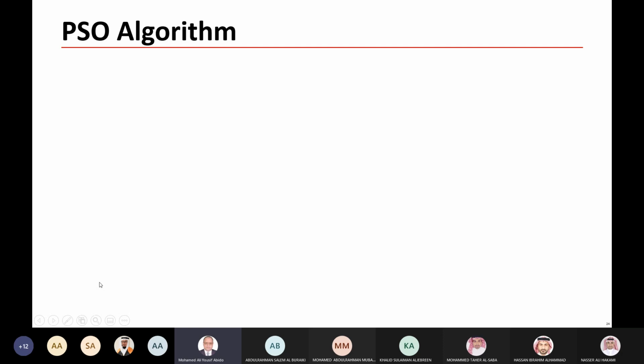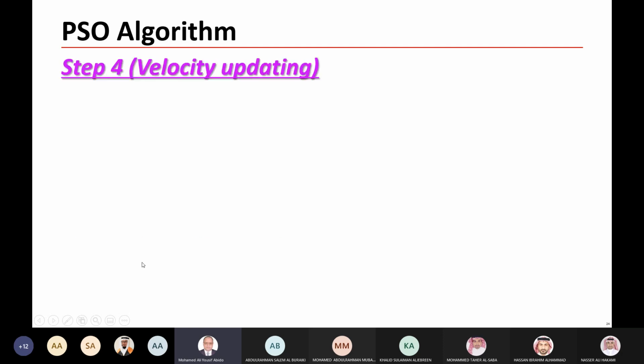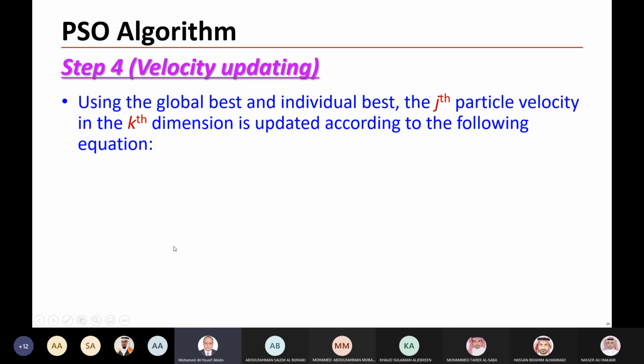And then we will go to the major step in particle swarm, which is the velocity updating. This is the major step in particle swarm. Updating the velocity using the global best, the social part, and the particle best, the cognitive part, the individual best, and also the old or previous velocity of the particle, and then you update the velocity as such.